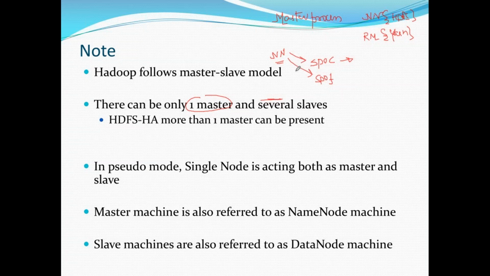Name node is the HDFS master, right? HDFS is a file system. So any operation which you are doing in HDFS has to go through the name node. That's what single point of contact means. Single point of failure means that if the name node is down, you will not be able to perform any operations, right?